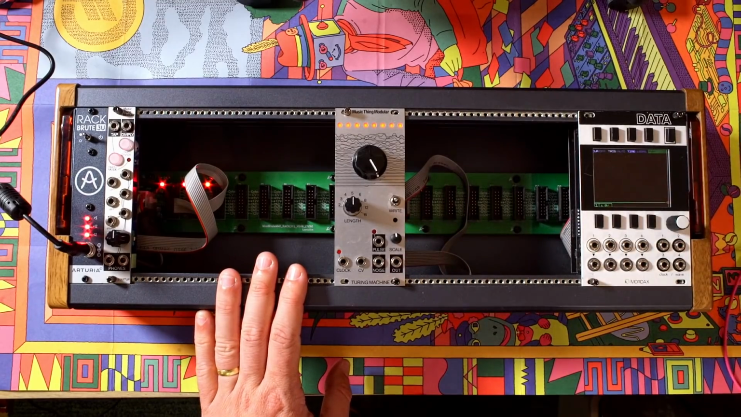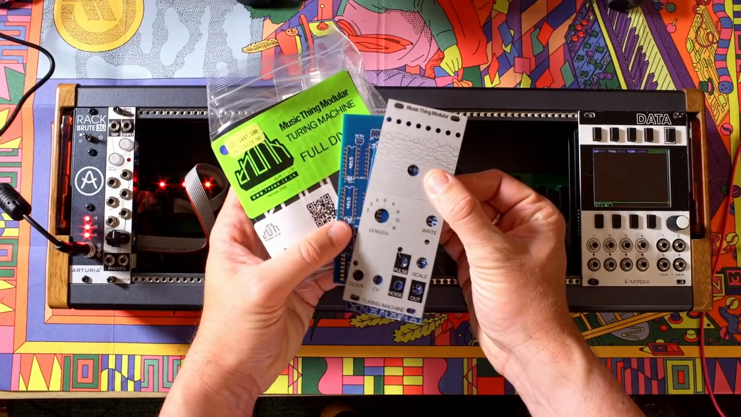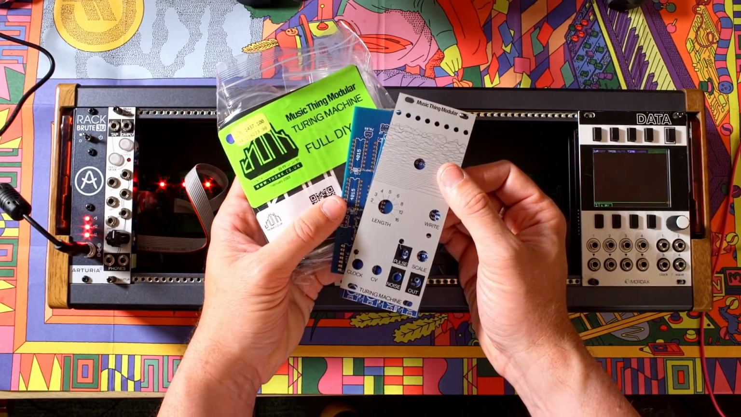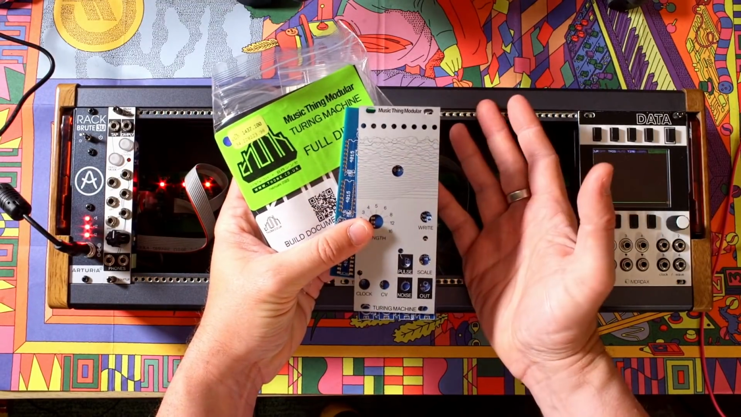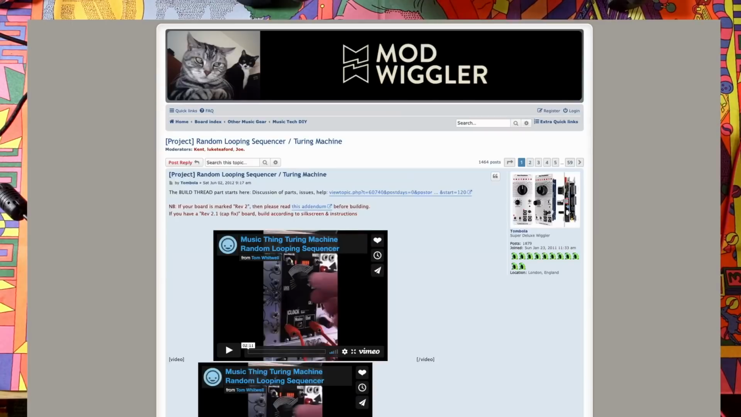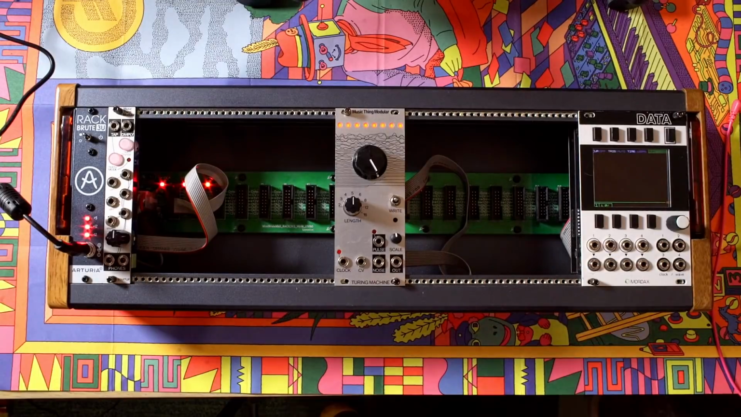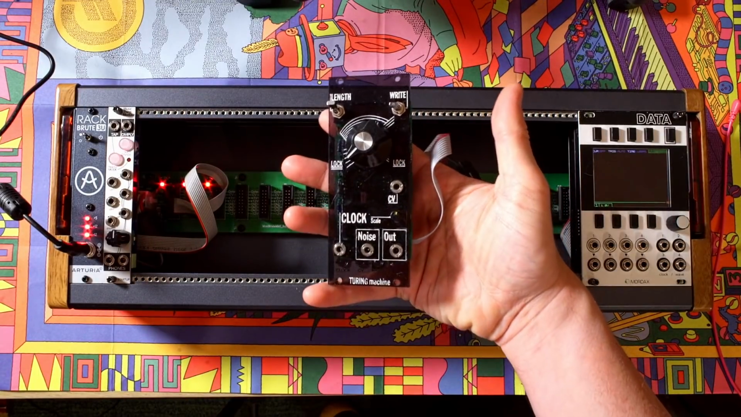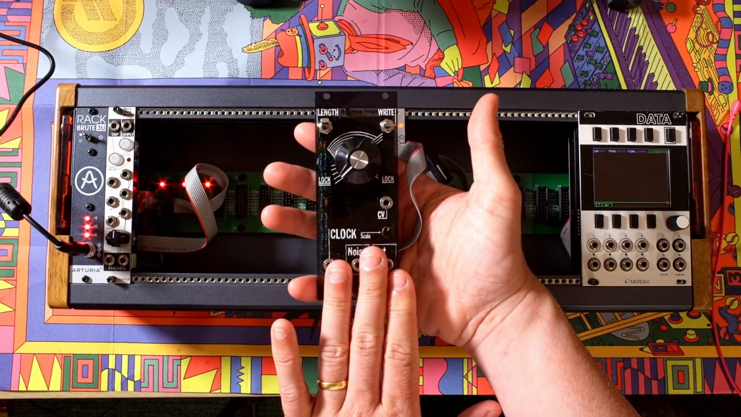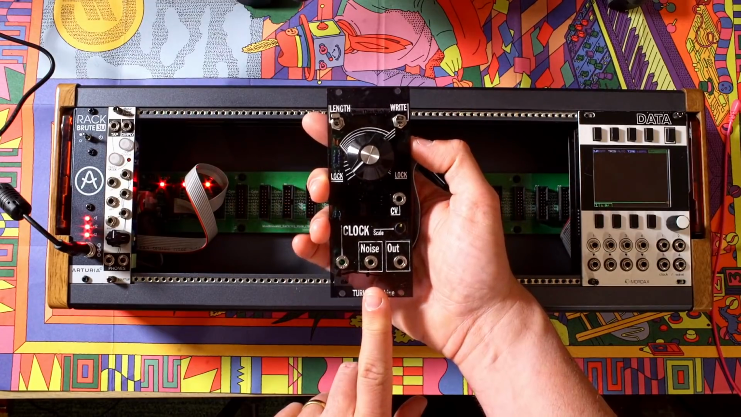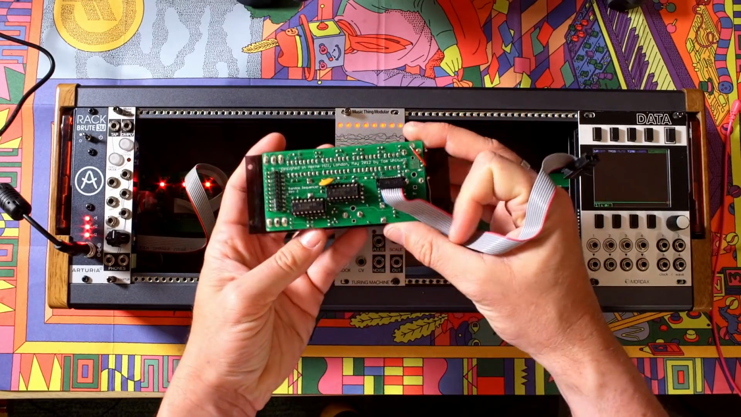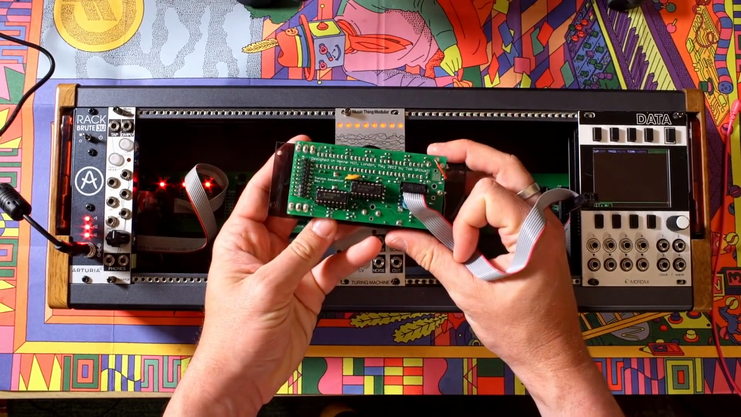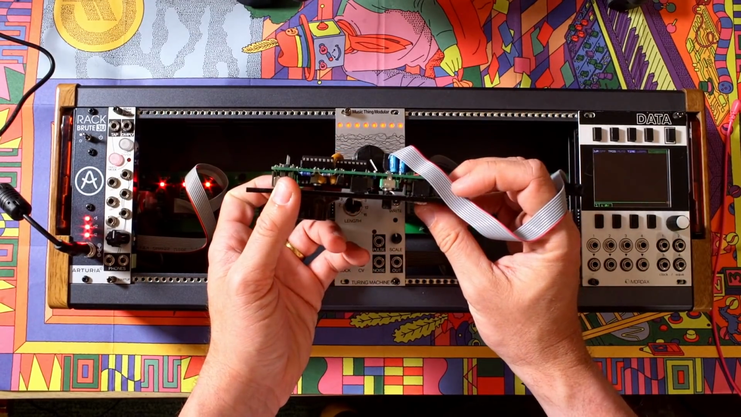See, this video is published on June 2nd, 2022. 10 years to the day since Tom Whitwell, a journalist, published the plans to make a module on Modwiggler that he called the Random Looping Sequencer. And a whole lot of people did, including myself. This is my Turing machine that I made back in 2012, using parts from that very, very first run and build. Back then, you had to buy all the bits yourself, and it wasn't terribly friendly as a whole process, and getting all the bits separately was a bit of a pain.